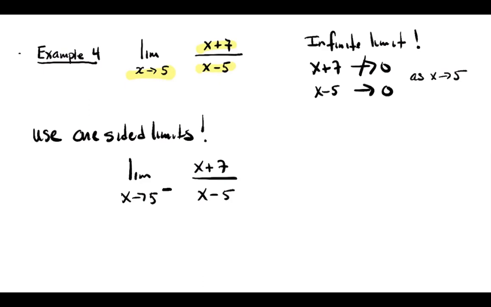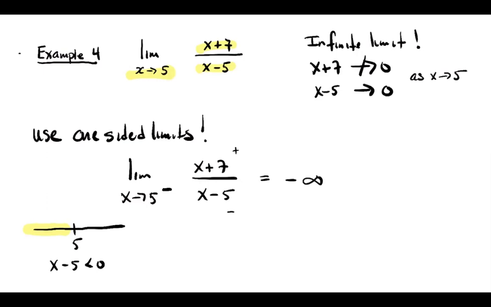If you're approaching 5 from the left, if I drew a little picture over here on the number line, approaching 5 from the left means I'm taking values that are less than 5. Well, then x minus 5 is going to be negative. When you're near 5, x plus 7 is around 12. It's positive. So when x is very close to 5 but on the left, this ratio is a positive number over a negative number. So that limit is going to be negative infinity.